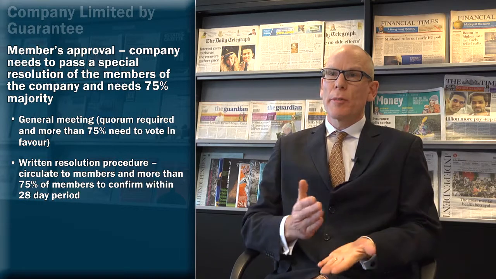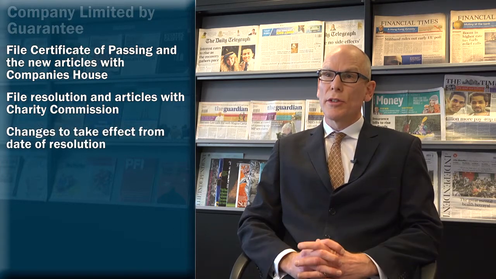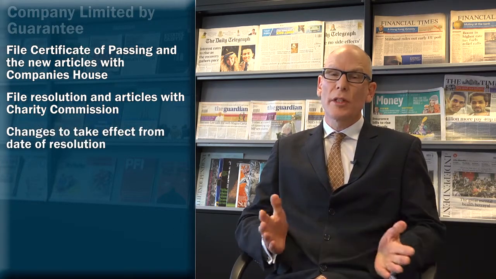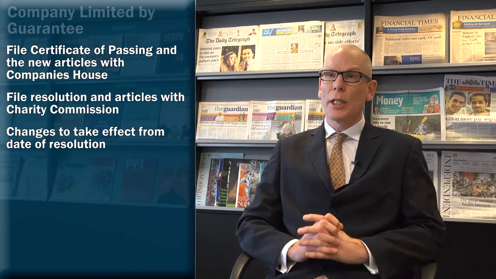So once you've made those changes by the special resolution, with Companies House you need to file the certificate of passing, as it's called, to confirm the resolution has gone through, plus the new articles, and you need to file the resolutions and the new articles also with the Charity Commission. And the changes will take effect from the date of the resolution. So that's a quick summary of the process for a charitable company limited by guarantee.